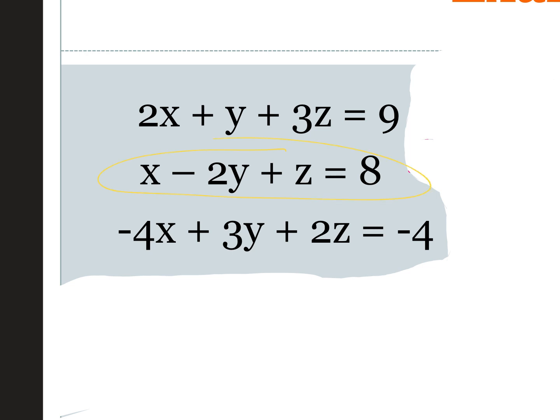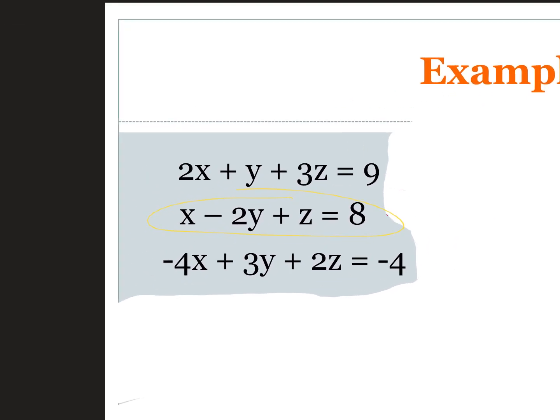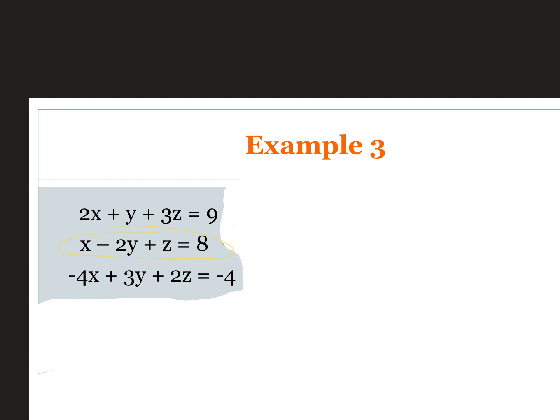I personally like to rewrite them. I like to rewrite so I don't get myself confused because it's really easy to look back and forth, back and forth, back and forth and make a mistake. So I'm going to rewrite this with that one on top. X minus 2y plus z equals 8. And then it doesn't matter which one you put underneath, just as long as you have them both written correctly. So I'm just going to switch this spot. 2x plus y plus 3z equals 9. And then negative 4x plus 3y plus 2z equals negative 4.